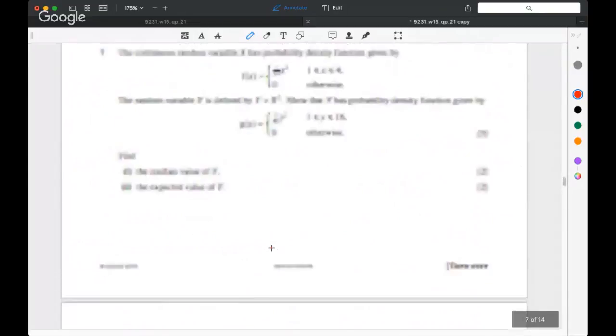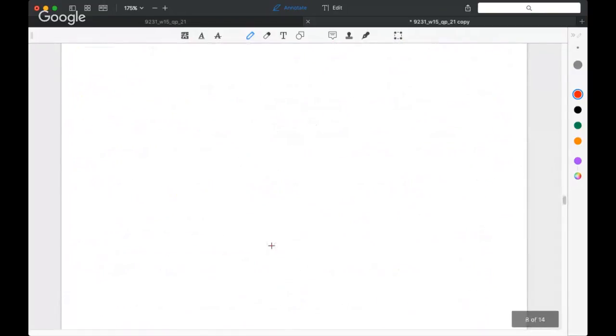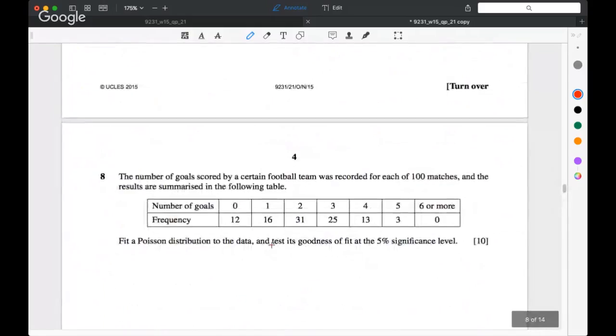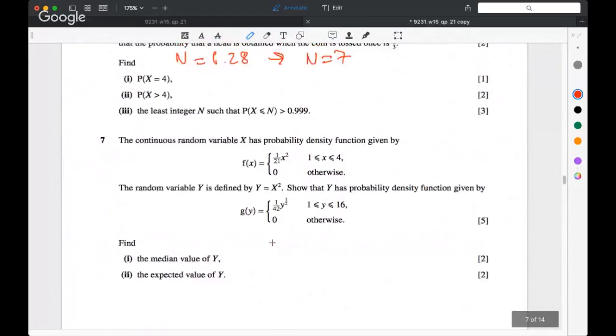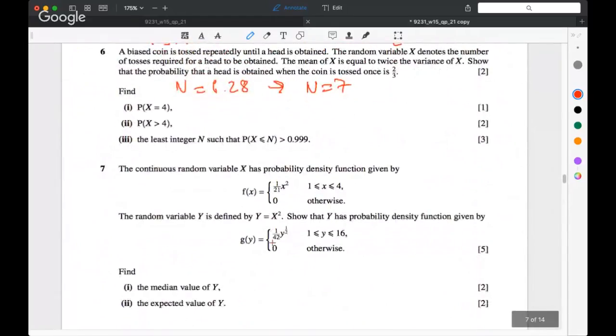Okay, and I don't really have much space for 7 at all. How about I just try and do it around the page. Okay, let me just get out my piece of paper for 7. Right, so a continuous random variable has a probability density function given by this. Random variable y is, okay, so y is x squared, that's important. And you need to find the probability density function for y.